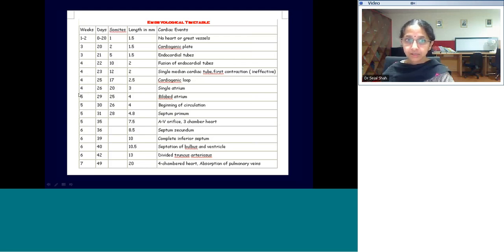The circulation develops at the end of 4 weeks. You have the interatrial septum developing, the atrioventricular orifices becoming 2, and then you have the septation of the bulbus and the ventricles happening by 6 weeks. You have the division of the truncus arteriosus by 6 weeks, and by 7 weeks you have a 4-chambered heart which is beating.